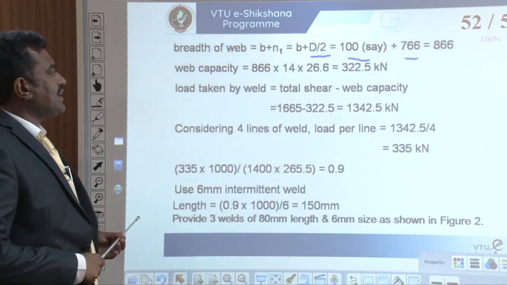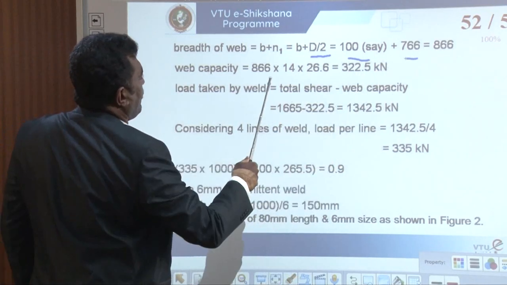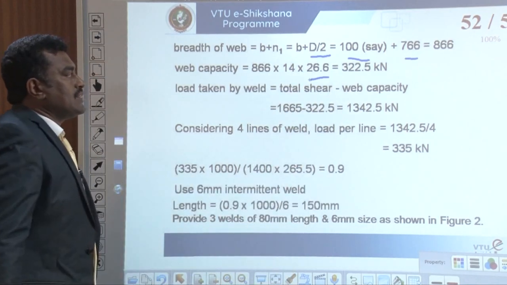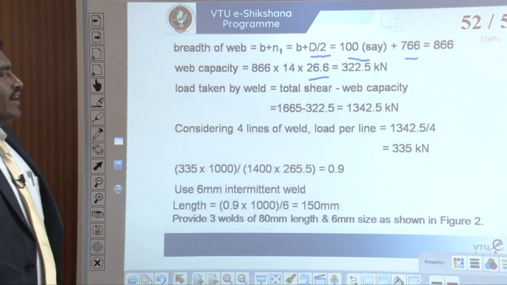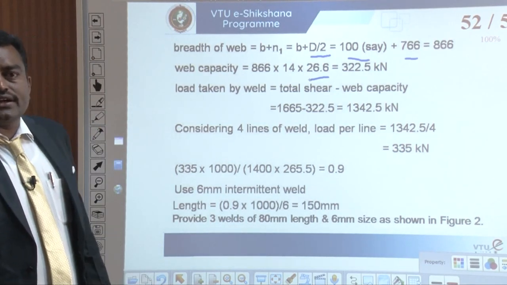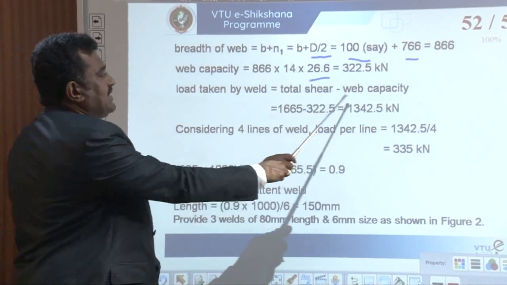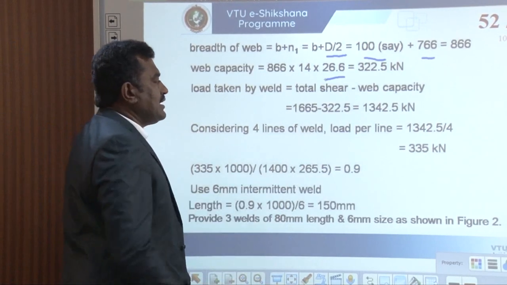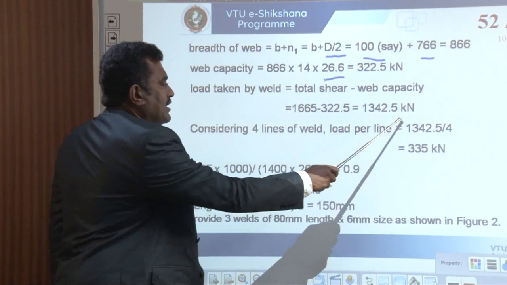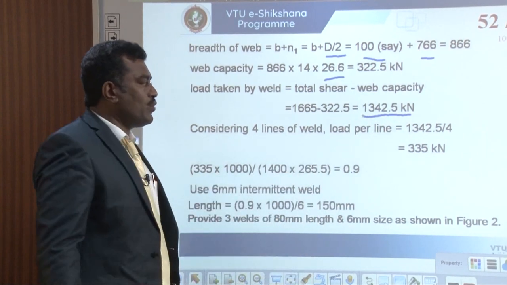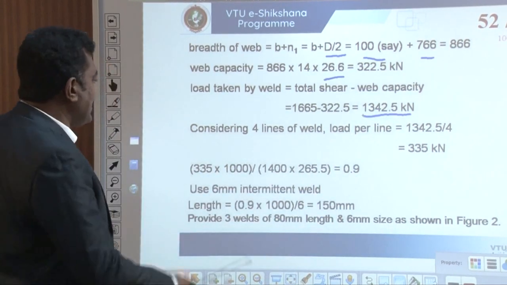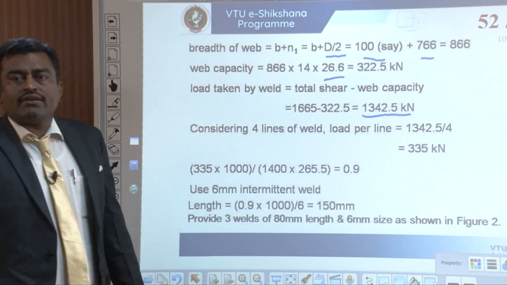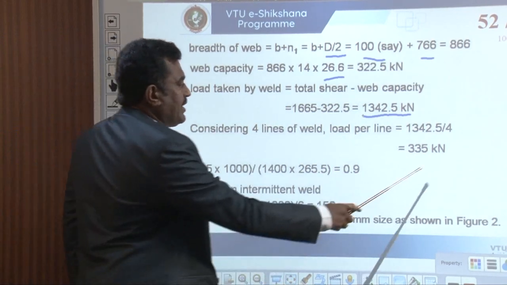Then the web capacity will be calculated. This web into 14 into 26.6. Then we are getting 322.5 kilonewton. Then the load taken by weld is equal to total shear minus web capacity, that is 1665 minus 322.5, that gives 1342.5 kilonewton. Then considering 4 lines of welding, load per line is 1342.5 divided by 4, how many kilonewton?